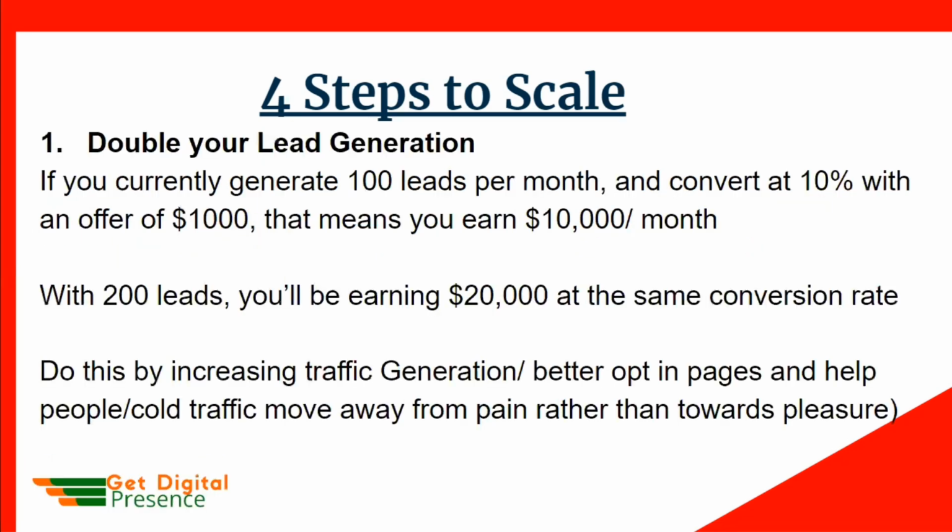Number 1, for you to skyrocket, for you to scale your business growth. Let's say you are generating $1,000 per month, or you're generating $10,000 per month presently, and you want to double, triple, quadruple your monthly generated revenue. These are the 4 steps you should start taking right now. Number 1, you must double your lead generation. This is very important.